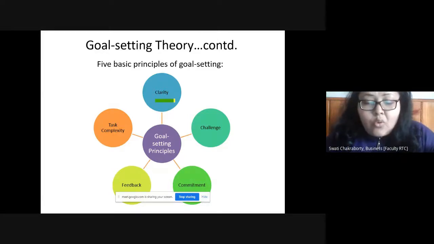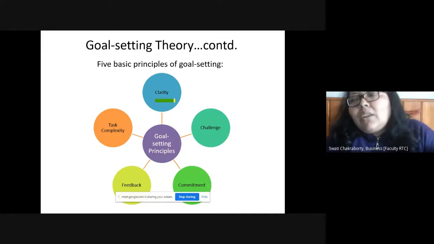When you have a very clear-cut goal, you know you can set your time frame within which you can achieve that goal, only if you have a very clearly defined goal.